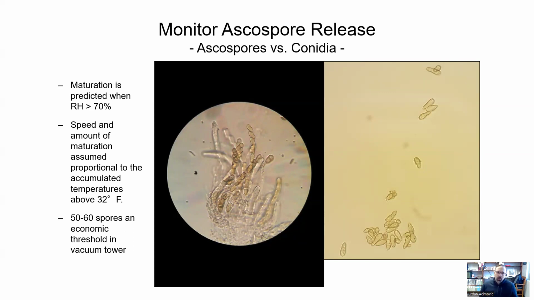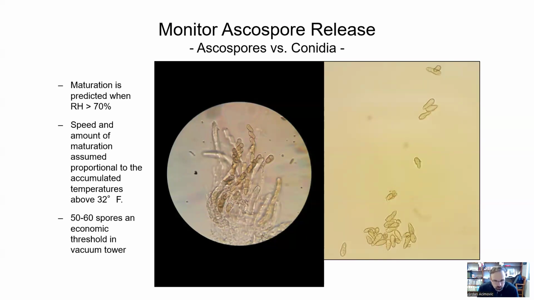So in general, ascospore maturation is predicted, and it starts when the relative humidity in the air is about 70% and above. The speed and the amount of the ascospores that mature is usually assumed to be proportional to the accumulated temperatures above 32 Fahrenheit. So it starts with these temperatures accumulating above 32 Fahrenheit.